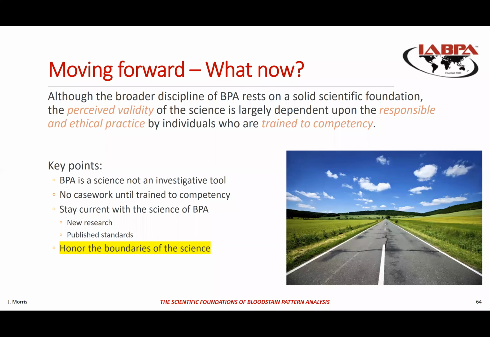Be aware of published standards. If you're in the United States, be aware of what is put out by the Academy Standards Board. Those of you who are in the UK, be aware of the Forensic Science Regulator, and those who are in New Zealand and Australia, make sure you are aware of what the National Forensic Institute issues.